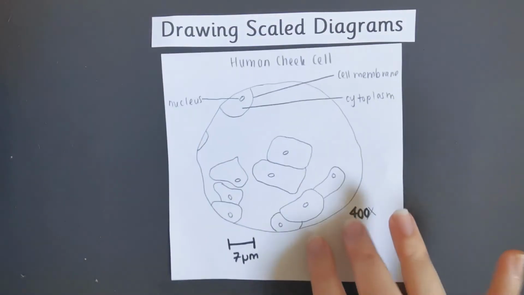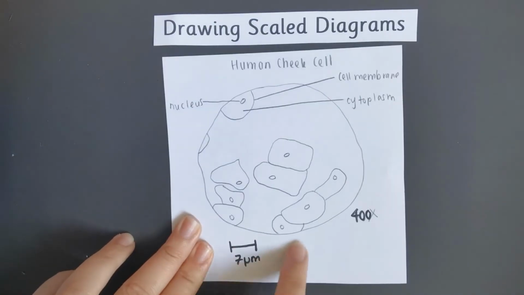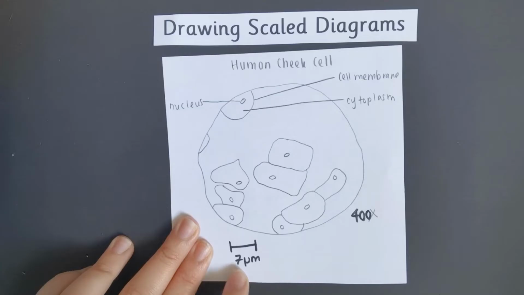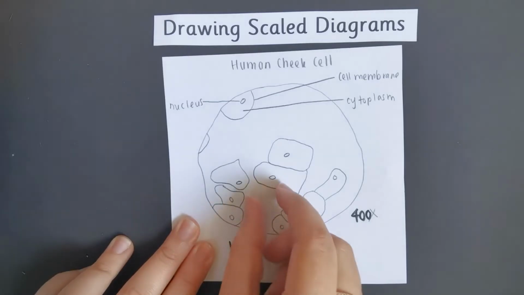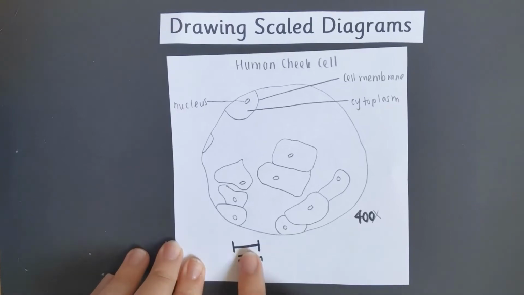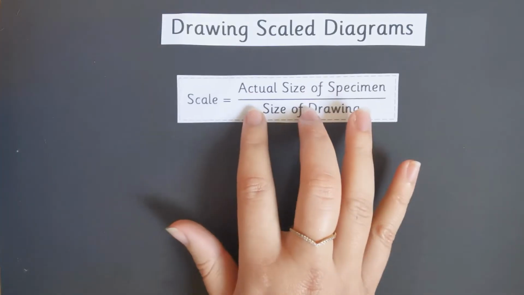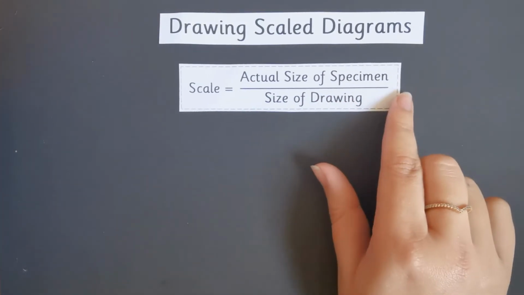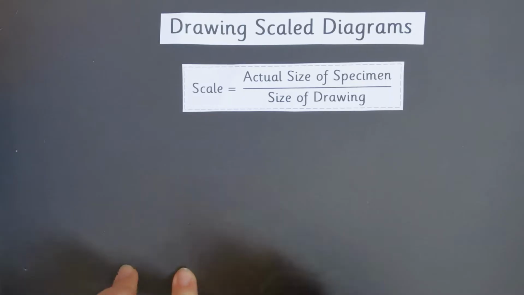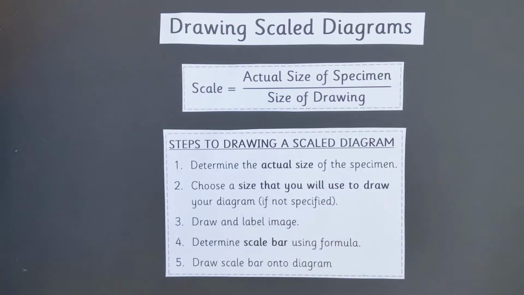So what is a scale diagram? Well, it's a scientific diagram that includes a scale bar. Now, this scale bar gives us an idea of the actual size of the object or the thing or the organism that we're looking at in our diagram. Now, there's a few things that we need to help us draw scale diagrams. So firstly, we need to use this formula, and that'll be helpful later. And then we have 5 simple steps that we need to follow.